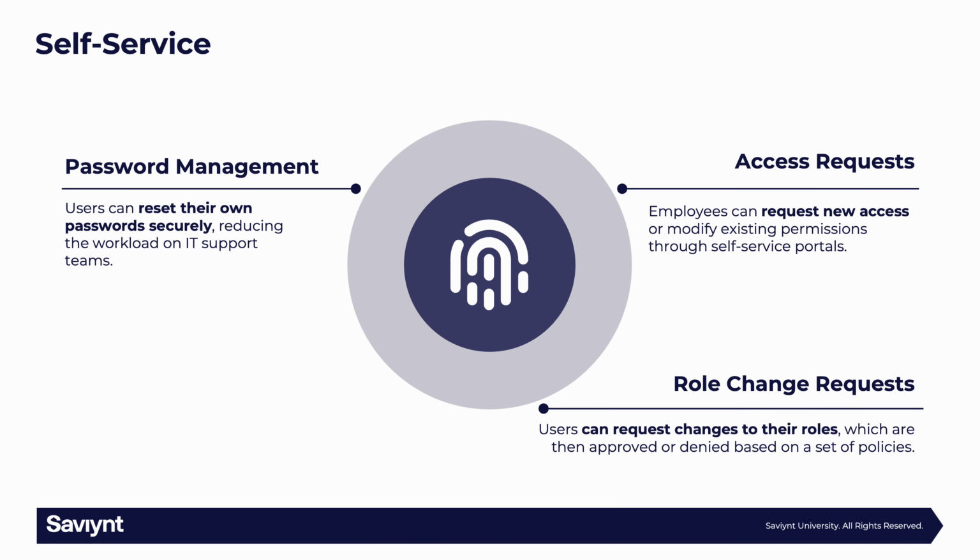IGA also involves self-service components like password management, access requests, and role change requests. Using password management, users can securely reset their passwords, reducing the workload on IT support teams. This can include multi-factor authentication to add an extra layer of security to the self-service process. Using access requests, employees can request new access or modify existing permissions through self-service portals.